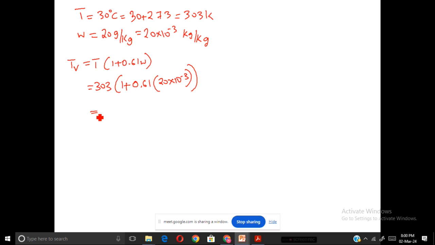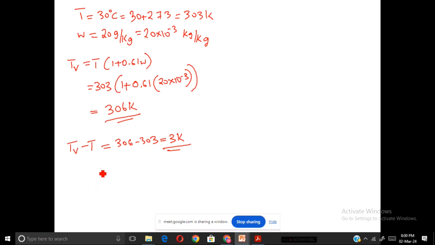Yeah, it will be 306 Kelvin. So this is the virtual temperature. The question is to find the correction of virtual temperature. This is the difference between TV and T, that is 306 minus 303. This is 3 Kelvin. The difference between virtual temperature and actual temperature is 3 Kelvin.